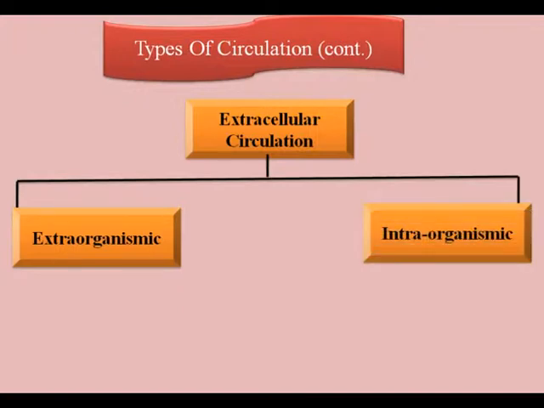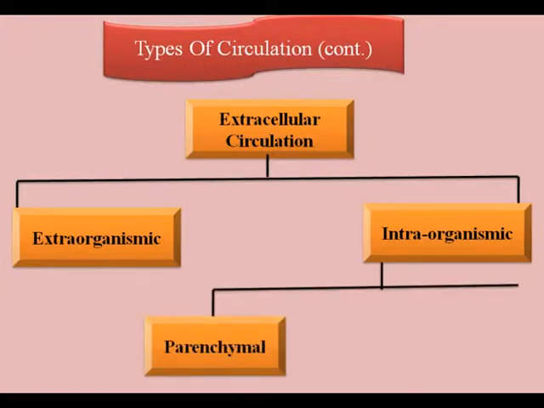Next is intraorganismic circulation. What is intraorganismic circulation? It involves circulation of body fluid. It is also of two types. First one is parenchymal circulation. In flatworms, fluid-filled spaces present in the parenchyma tissue between body wall and internal organs are used in distribution of substances. These are called parenchymal circulation.